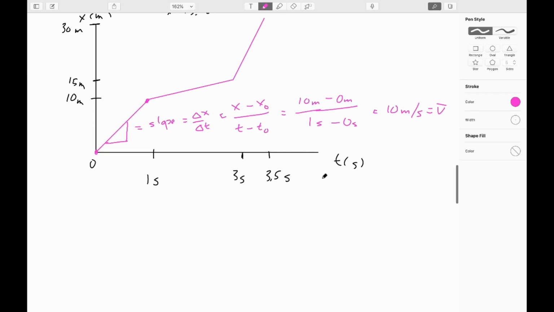Now let's go ahead and look at the rest of these intervals. Now technically you can just pick any 2 points on here. I'm just picking the endpoints because I know them.